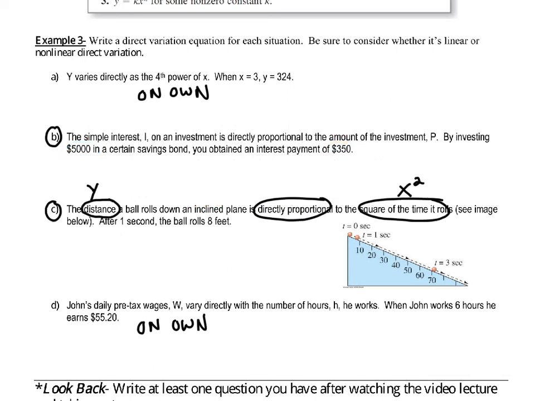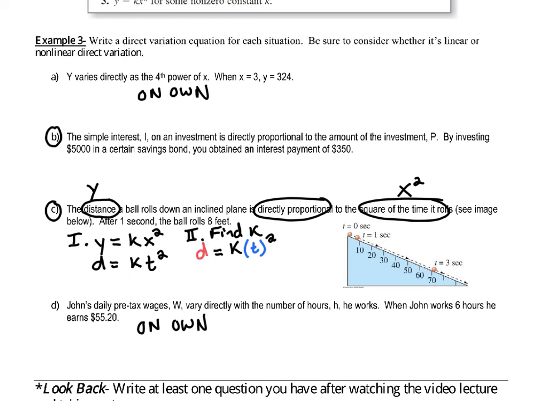So in example 3c, we are given a situation in which a ball is rolling down an inclined plane, and it says the distance the ball rolls is directly proportional to the square of the time it rolls. So notice the term square refers to the variable time being squared, so there must be an exponent of 2. This is now a nonlinear direct variation situation. So the first thing we will do, just like before, is write our general model. The general model in this case is y equals k times x squared. And to be more specific to the situation at hand, I'll say D for distance and t for time.